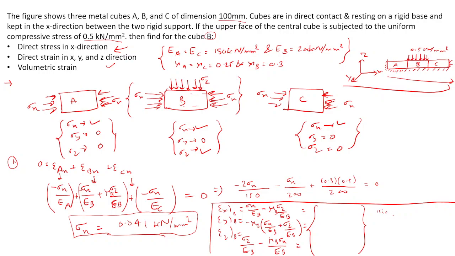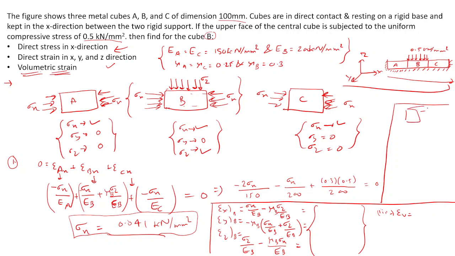So what would be the third? Volumetric strain. Any idea how you can find the volumetric strain? Using Hooke's law. Can we add the strain in all directions? Can we add strain in the x, y, and z directions? So volumetric strain is nothing but that, at least for a cube.